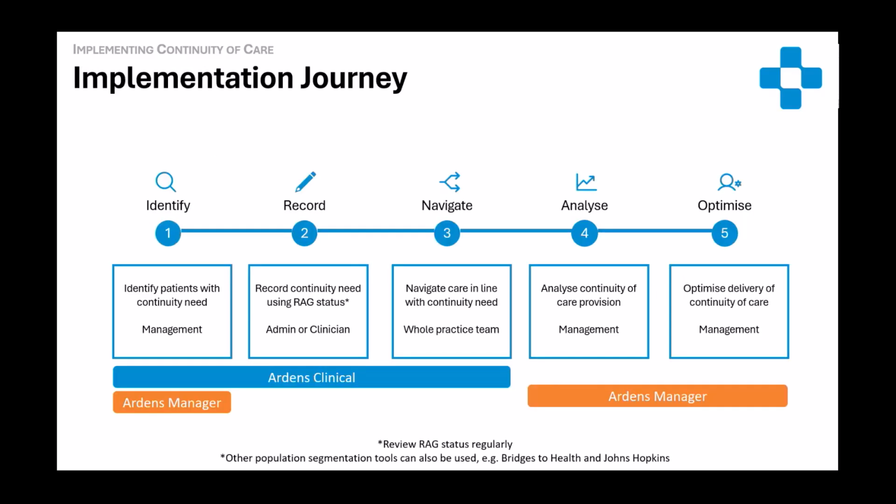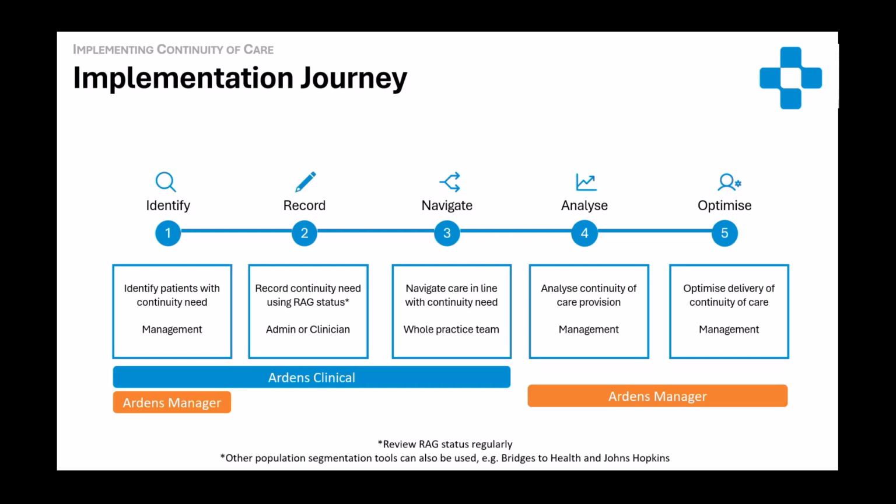Now, to make this practical, we're going to walk you through a simple 5-step journey, which is identify, record, navigate, analyze, and optimize. A key point to remember here is that for this whole journey, you do need both Ardens Clinical and Ardens Manager to complete it. Your clinical system is where the care is delivered, so that is where your RAG status is recorded and used. But if you want to understand how well your practice is delivering continuity overall, that's where the Ardens Manager comes in. You don't need it to get started with, but it becomes valuable as you scale your implementation journey.